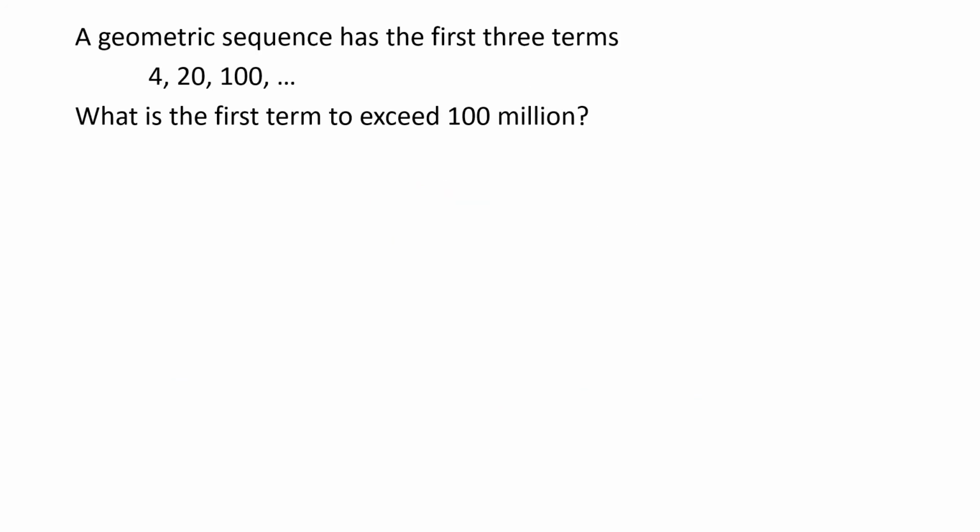Okay, one more to look at. Again, we've got our geometric sequence. This time we can see straight away that a is 4, and we can see that r is 5 because it's just being multiplied by 5. And we're asked, what's the first term to exceed 100 million? Now again, you've got 2 options here. One option is you could work out the nth term. Now the nth term is ar to the n minus 1, so that would be 4 times 5 to the n minus 1. And we want this to be bigger than 100 million.